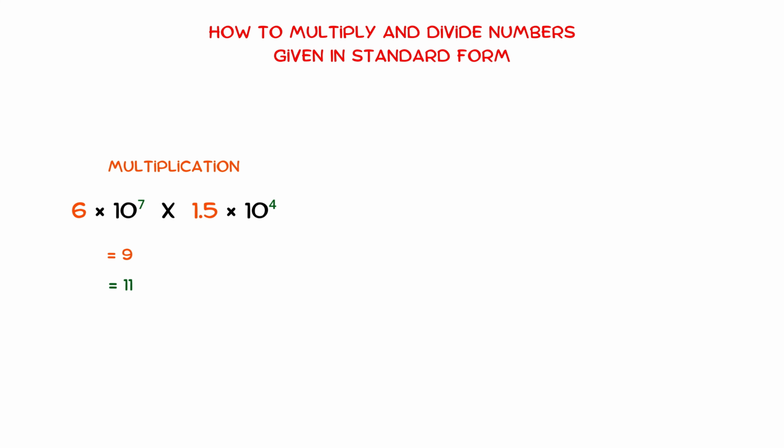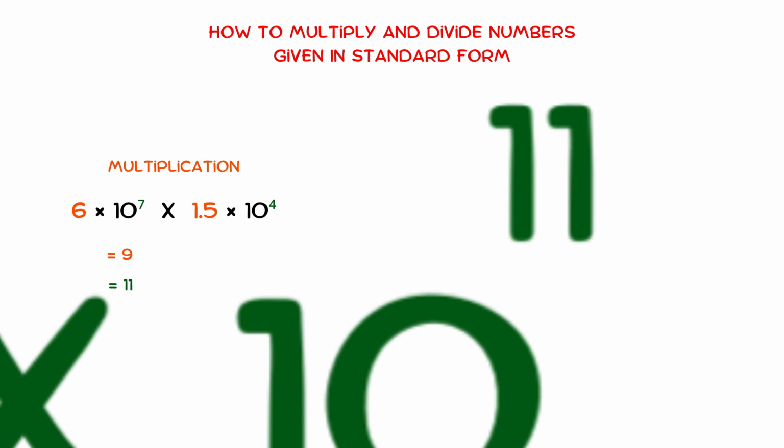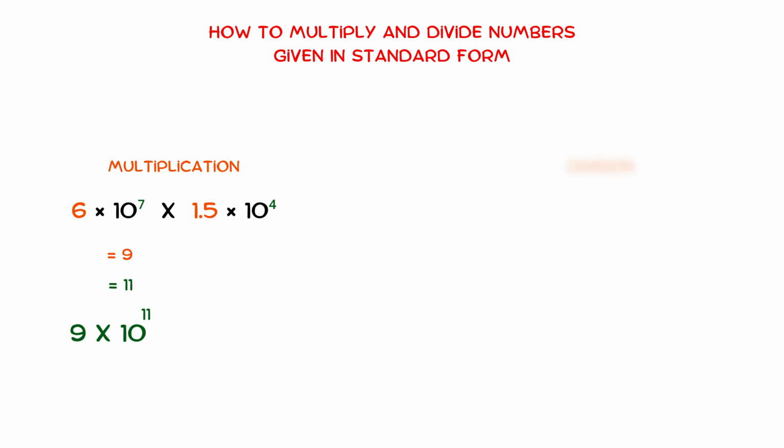So because 6 times 1.5 is 9 and 7 plus 4 is 11, our answer would be 9 times 10 to the power of 11, whereas for division, we just do the opposite. So to find the new front number, we divide our two front numbers, so 6 divided by 1.5, which is 4, and to find the new power, we subtract the powers, so 7 minus 4, which is 3, therefore we end up with 4 times 10 to the power of 3.